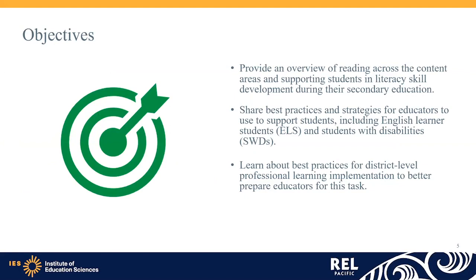So just a quick run through of our objectives here. We're going to provide an overview of reading across the content areas and supporting students in literacy skill development during their secondary education. We'll share some best practices and strategies for educators to use to support students, including English learner students and students with disabilities. And we'll learn about best practices for district level professional learning implementation so we can better prepare educators for this task.